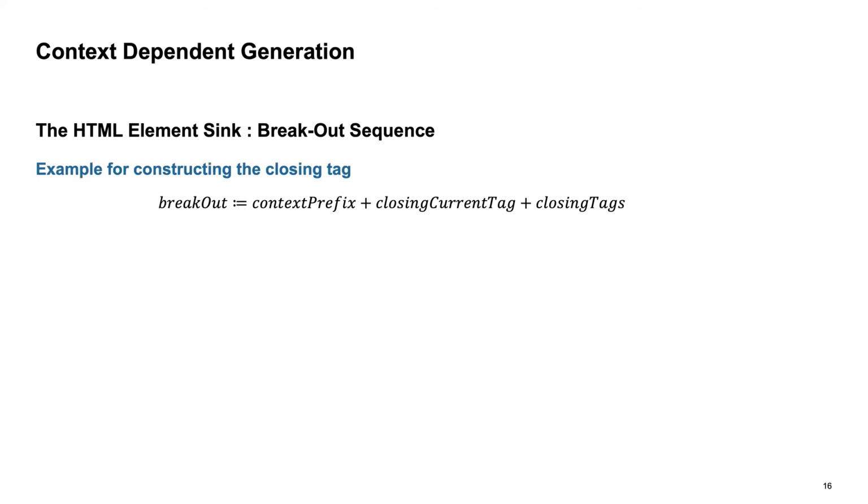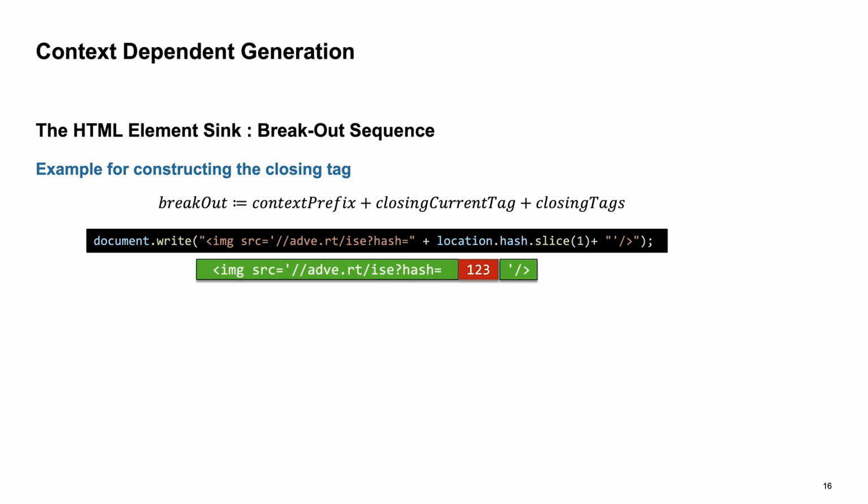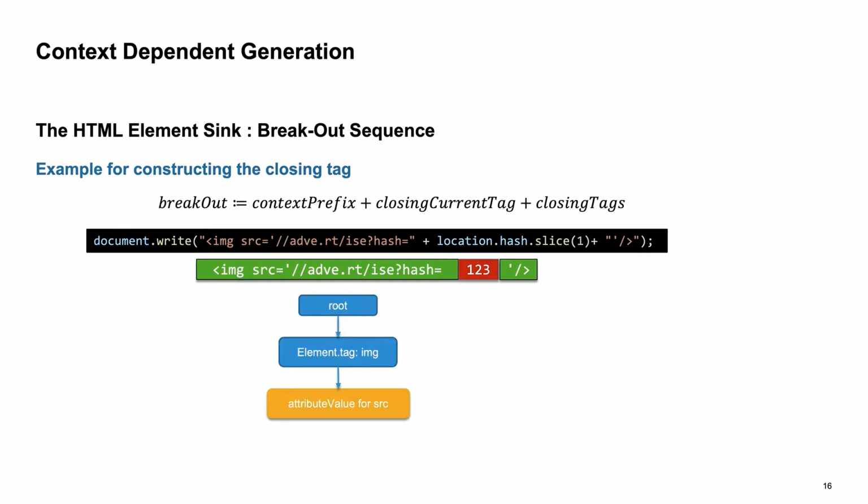Let's see now an example of constructing the closing current tag. Here we have the same example as before with the source attribute, and the parsing tree of this example has the following structure, where we have a root, inside it an image tag, and inside it a source attribute. Traversing this tree bottom up leads to closing the current tag in this way.